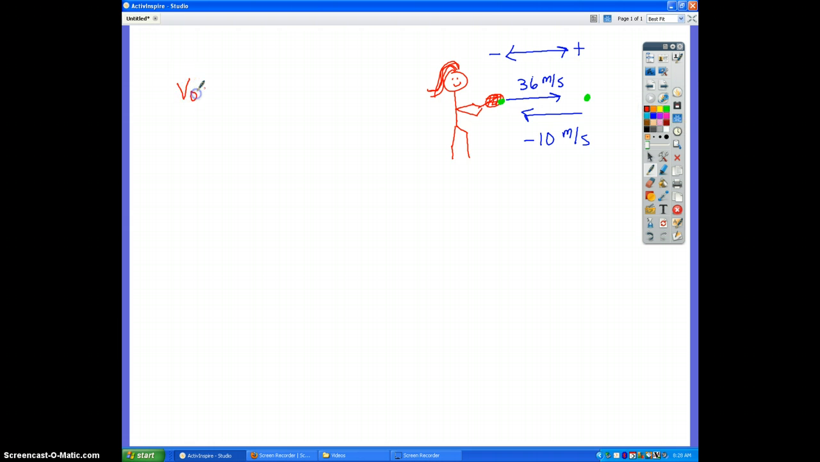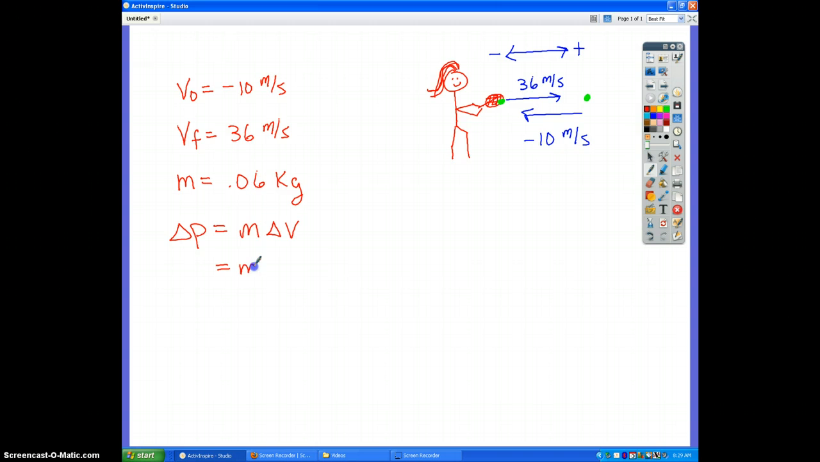We'll say that the original speed from our diagram is equal to negative 10 meters per second, and our final speed is equal to 36 meters per second, and remember that that 36 is positive. The mass of the ball is equal to 0.06 kilograms, and they want us to find out what is the change in momentum of the tennis ball. Remember, change in momentum is equal to the mass times the change in velocity.